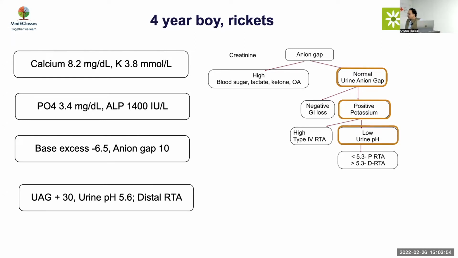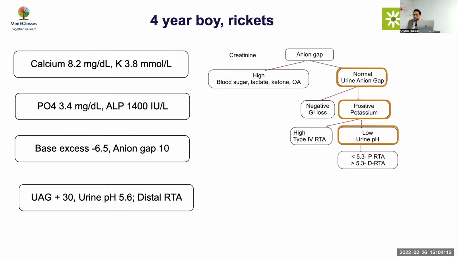Now, what we are really looking at is that urinary anion gap was positive, which means that the ammonium production was defective. So this goes more in favor of RTA. Urinary pH was on the acidic side. So you had acidic blood, acidic urine, diagnosis of distal RTA. Now, do you agree with distal RTA diagnosis here or not?